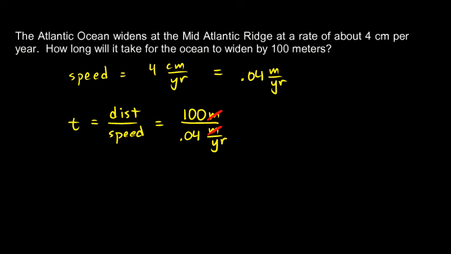100 divided by 0.04 is 2,500 years. So that gives you an idea of how fast these plates are spreading apart. 100 meters, which you could just walk in 30 seconds or run in 10 or 15 seconds, is going to take these plates 2,500 years to move that distance.